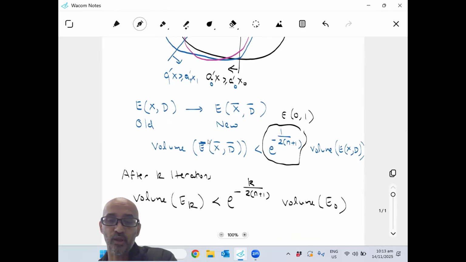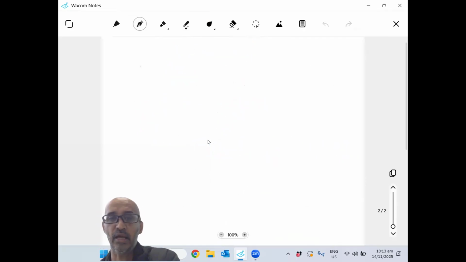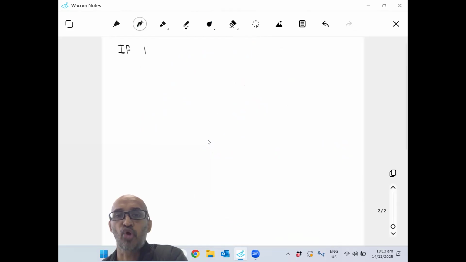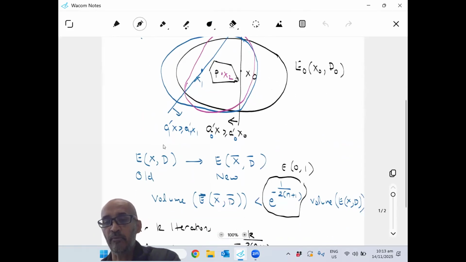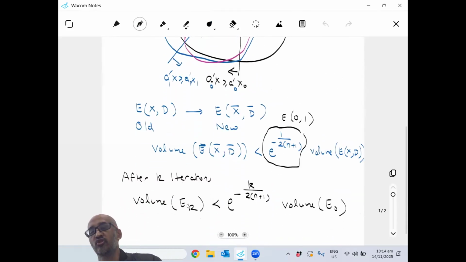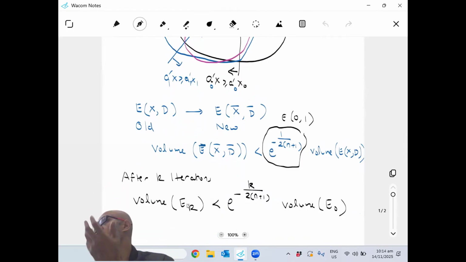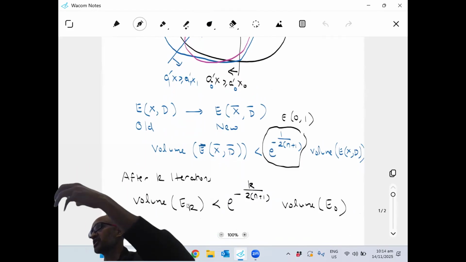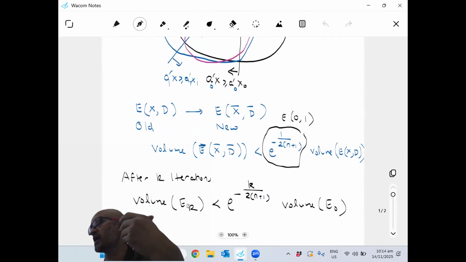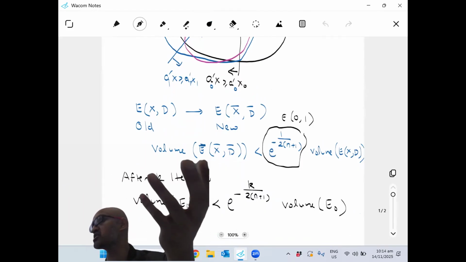Now, if my P is non-empty, when I do this k times, at some point the volume of this ellipsoid will become less than the volume of P. So how long will that take? I have to keep decreasing this till it becomes less than the volume of P. How many iterations will that take?